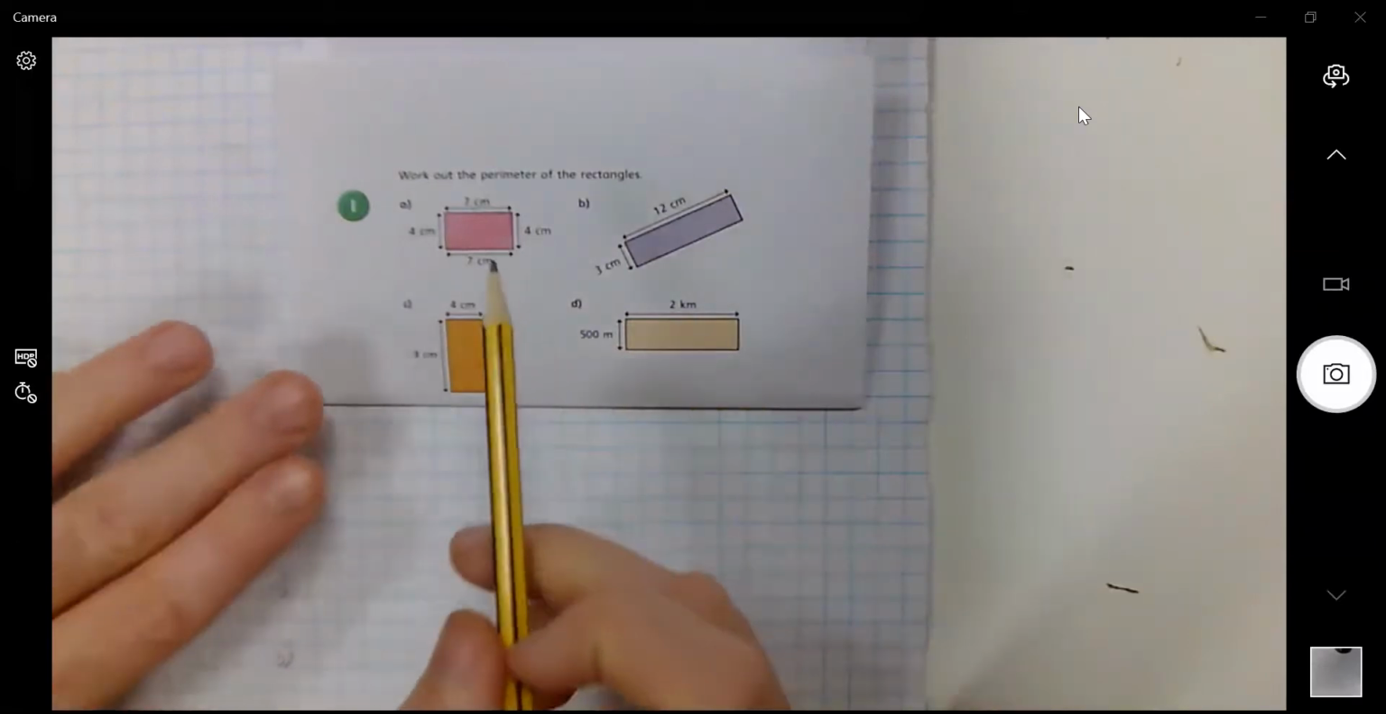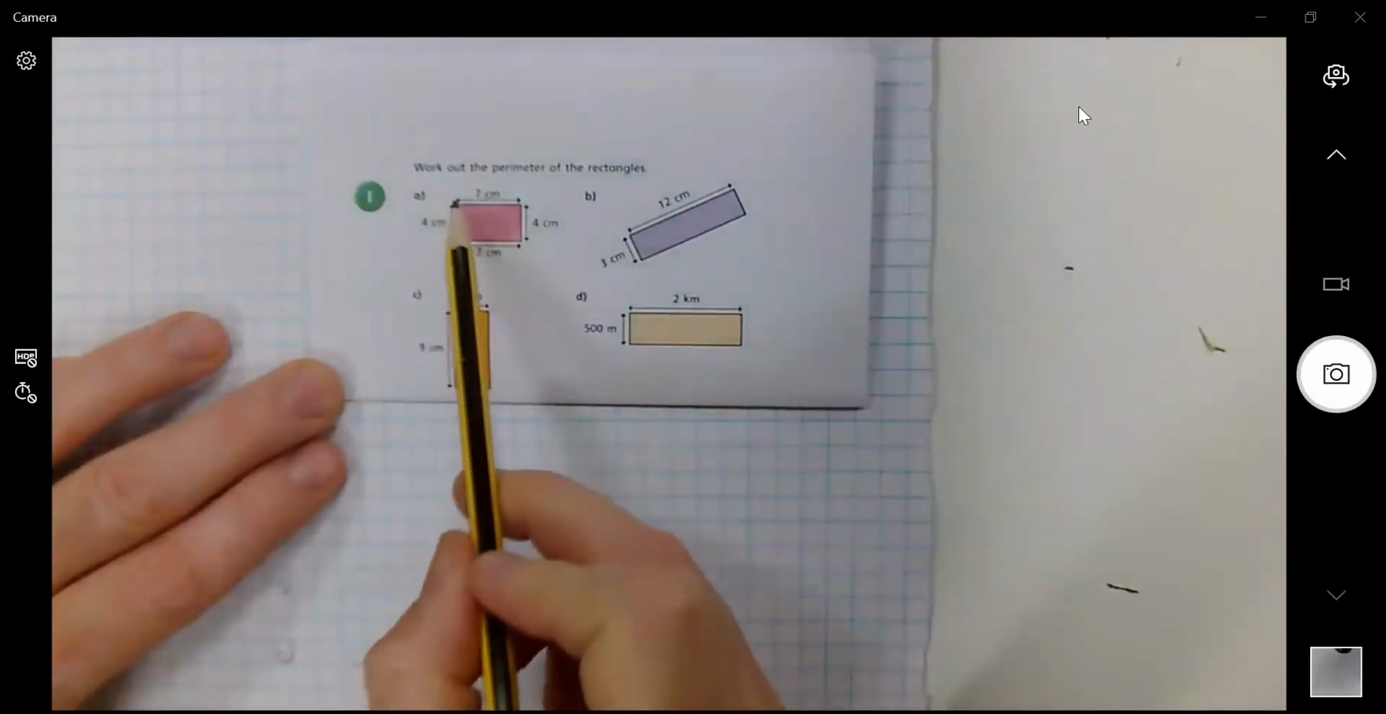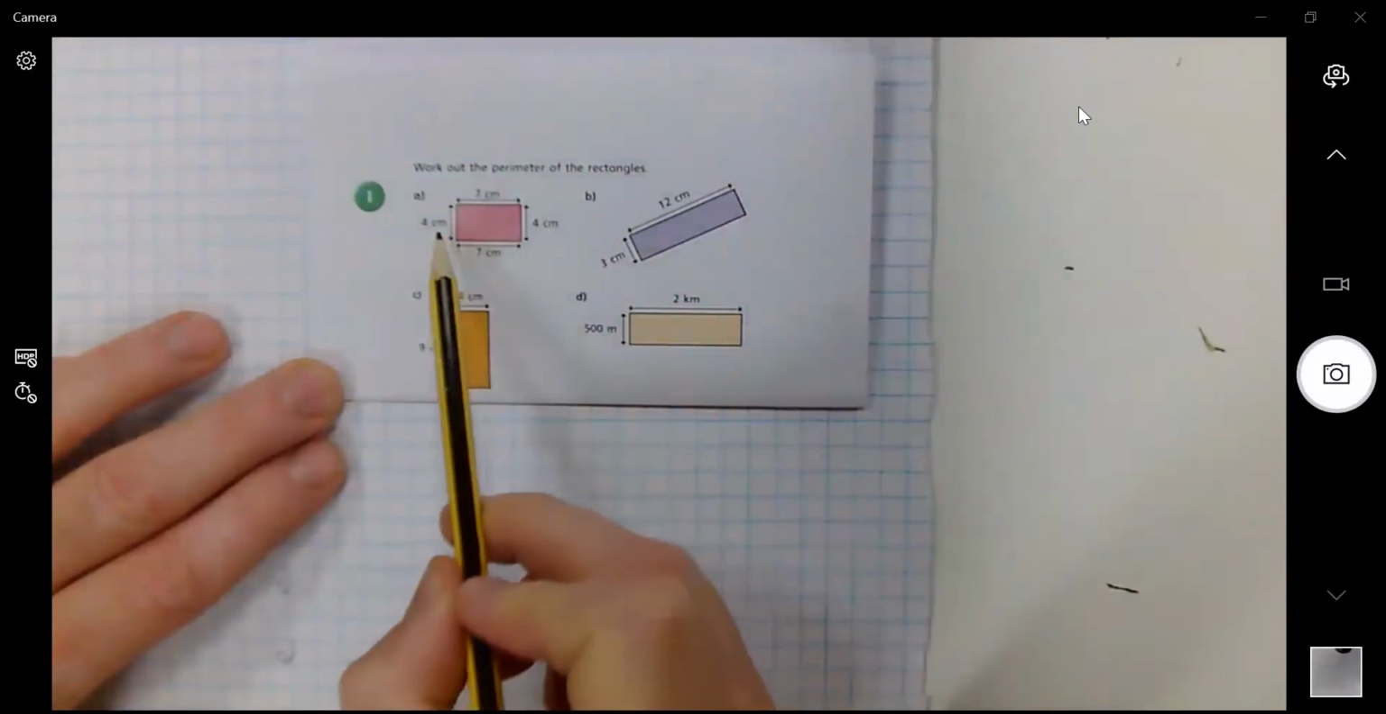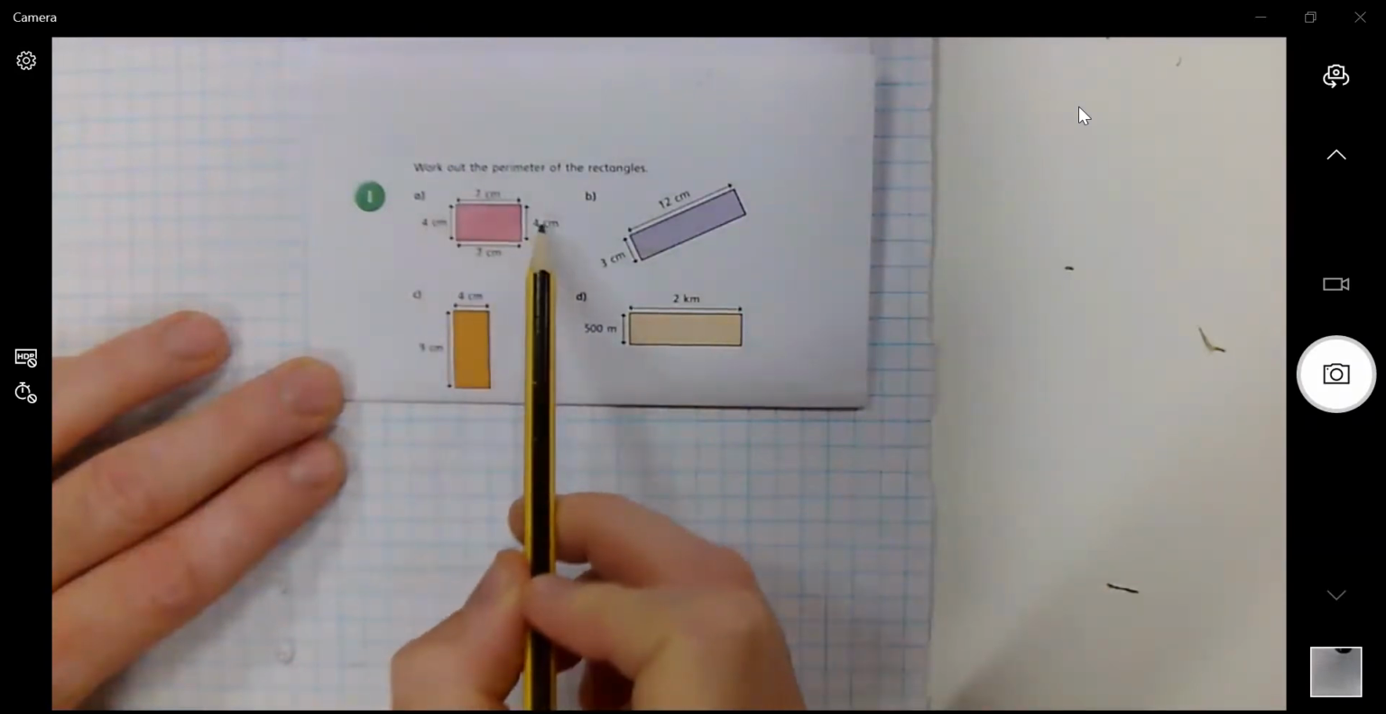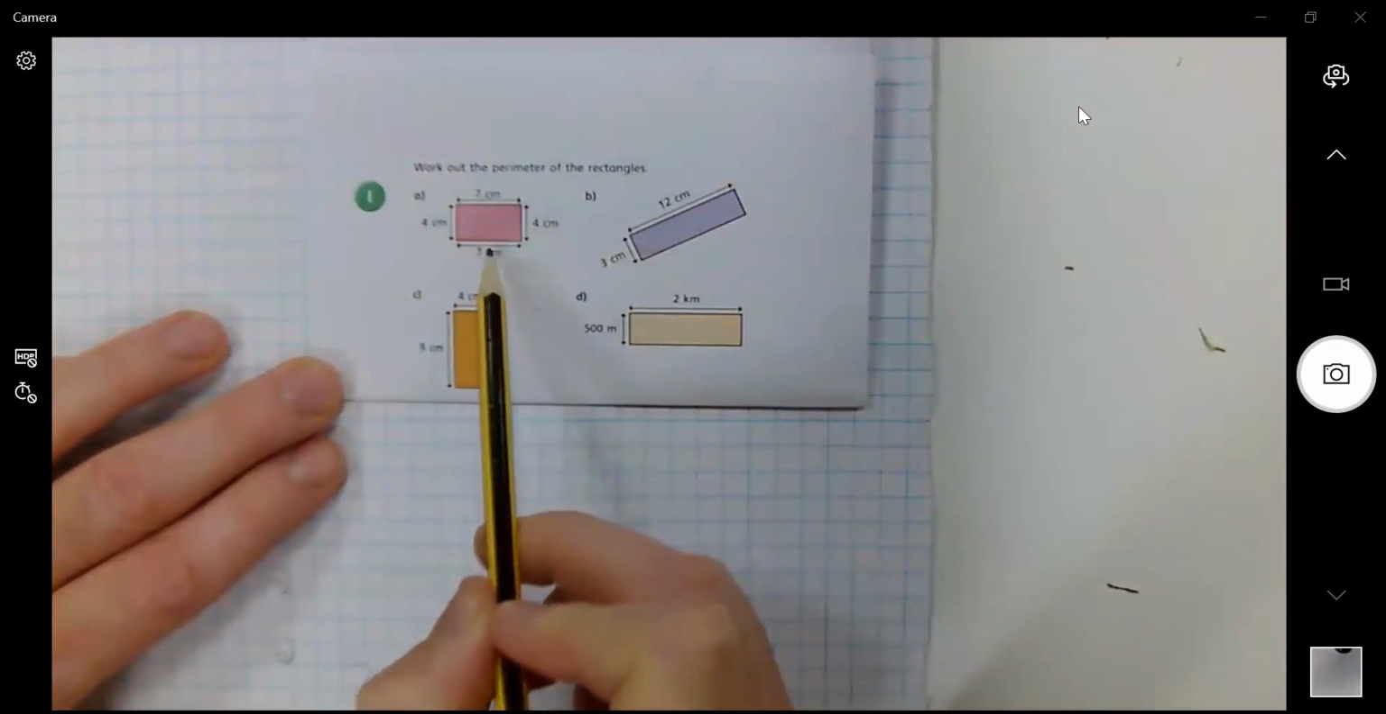So we're going to look at our first question here. We've got a rectangle with four sides. This is a regular rectangle. We have two sides that are 4 centimeters, two sides that are 7 centimeters.